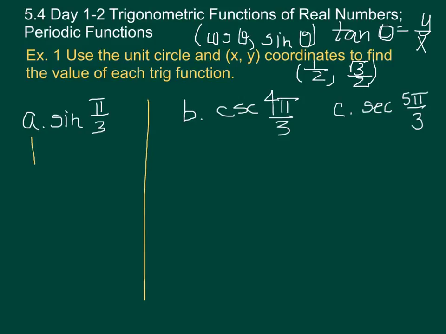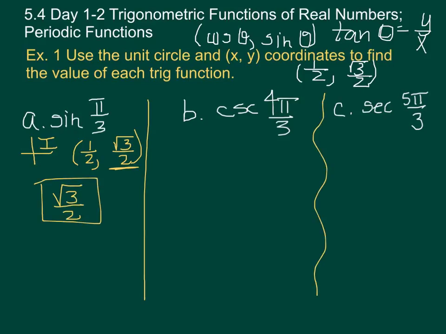Pi over 3 falls in quadrant 1. Well, in that quadrant, both the cosine and the sine are positive. Sine is the y-coordinate, so that answer is radical 3 over 2.